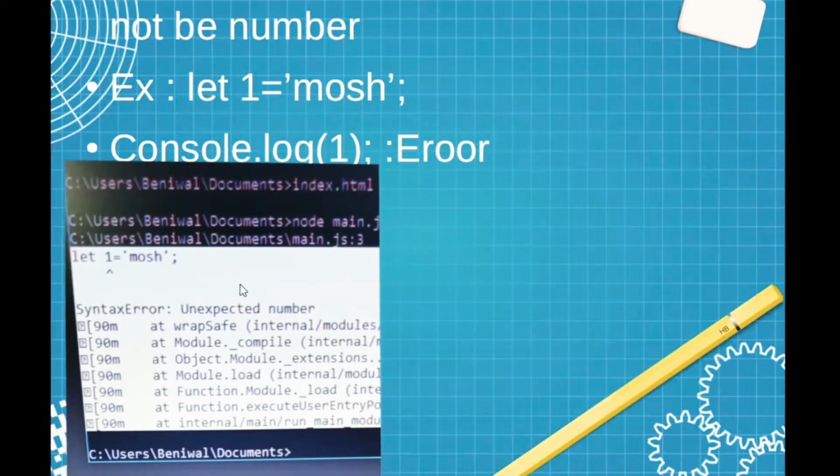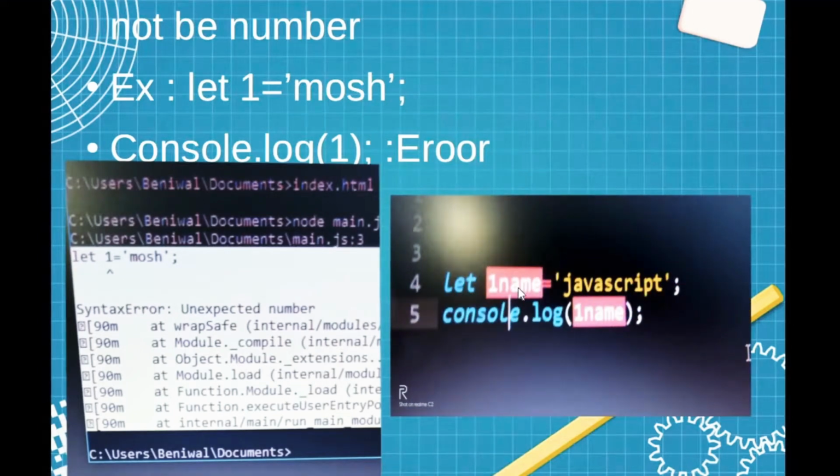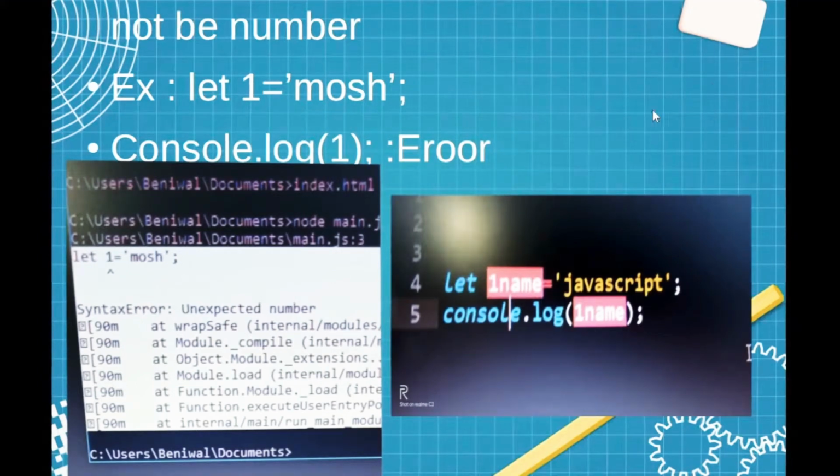Okay, so let me just show you one more example. Say let 1name is equal to JavaScript, and then we just say console.log 1name, and we got an error. I think you might not know about this error, so let me explain it to you.